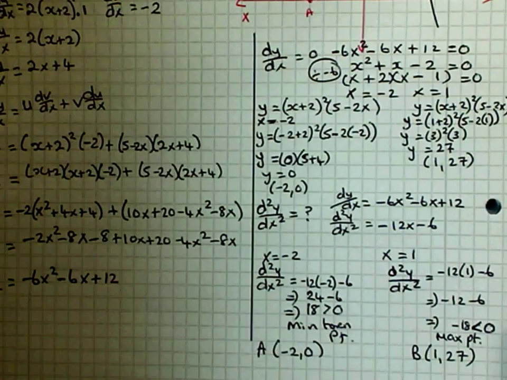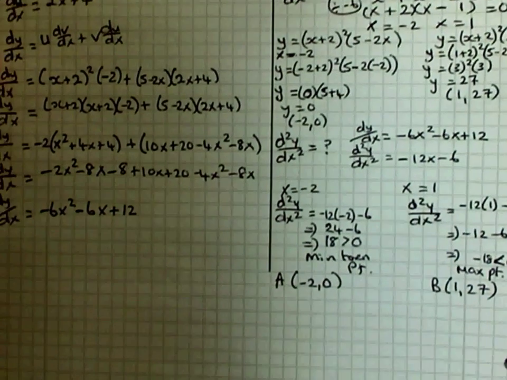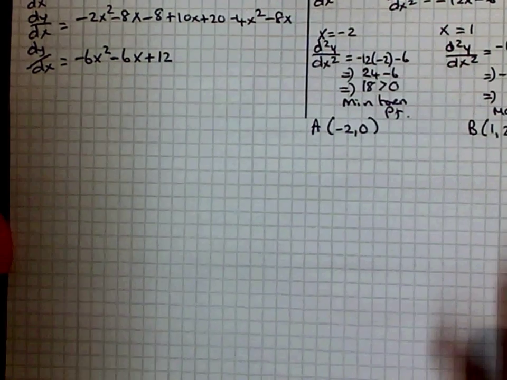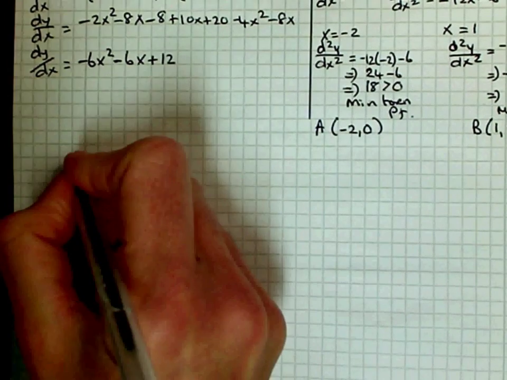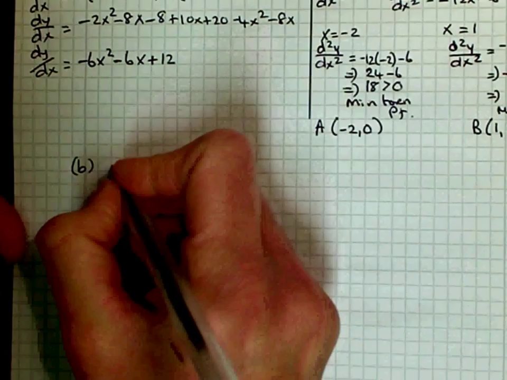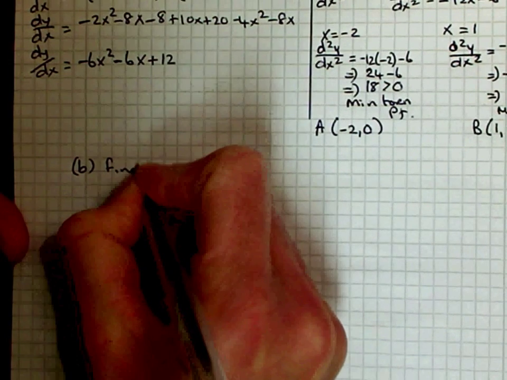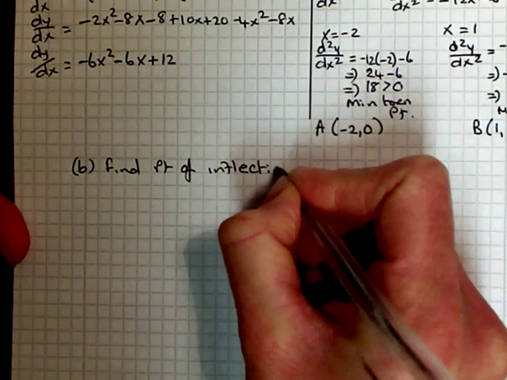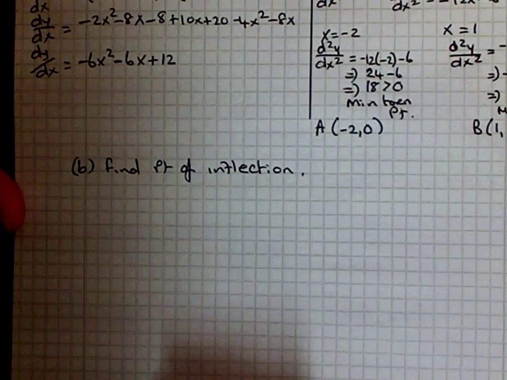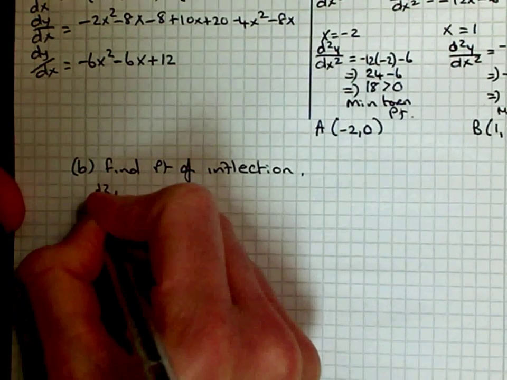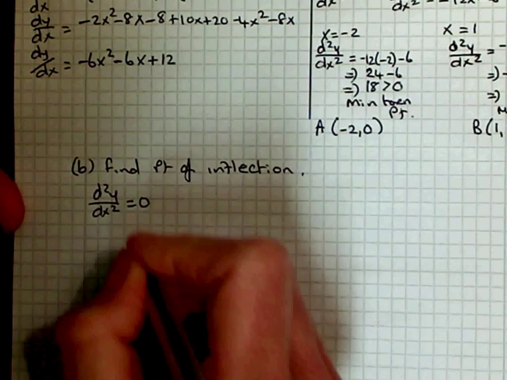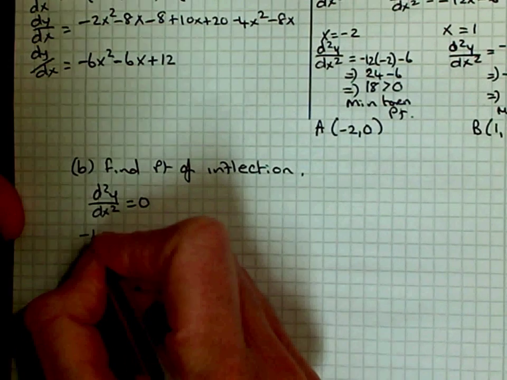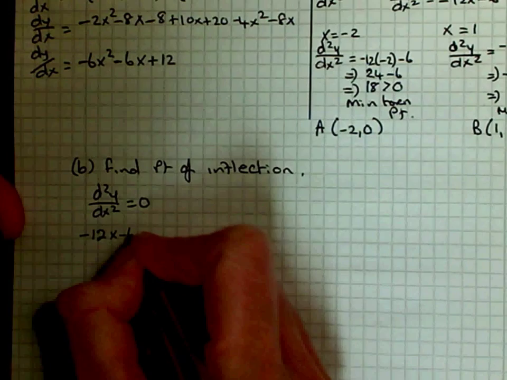Okay, so the second part of part B of this question continues directly on from this, and it's asking to find the point of inflection. So part B is to find the point of inflection and to put it on the diagram. Okay, so how you find the point of inflection is very easy. You take your d squared y dx squared and you let it equal to 0, you solve it. So our d squared y dx squared, which we found from above, was minus 12x minus 6, and we'll let it equal to 0.